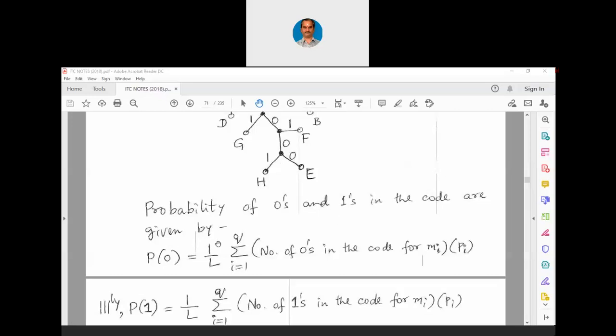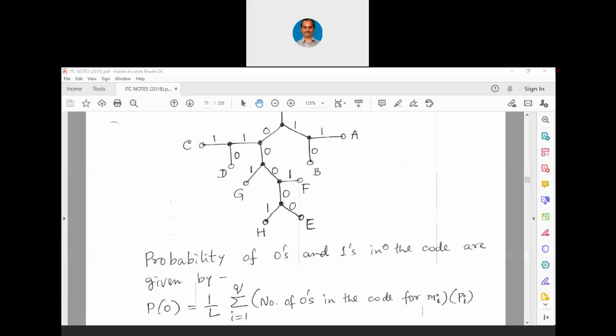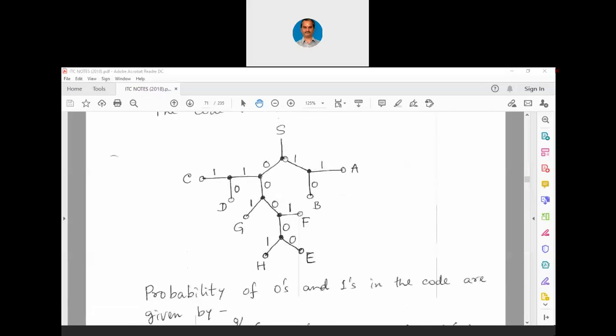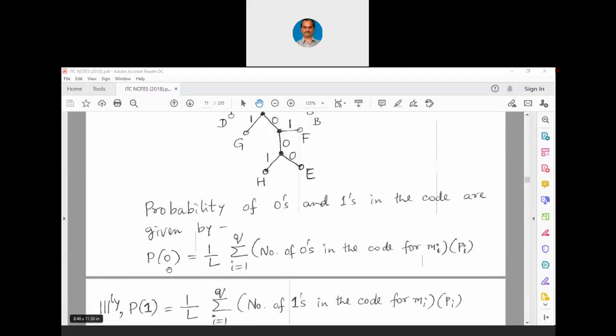So P of 0, L we have already found out. So 1 over L into summation of i equals 1 to Q of number of zeros in the code for a given symbol into its probability. For example, in the code for A, there are no zeros, there are only 2 ones. In the code for B, it is 1 and 0. In the code for C, number of ones is 2, number of zeros is 1. In the code for D, number of ones is 1, number of zeros is 2. That is what we are going to compute here. We are going to compute P of 0 and P of 1.